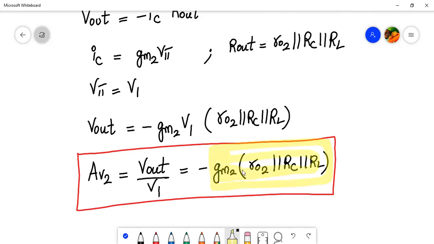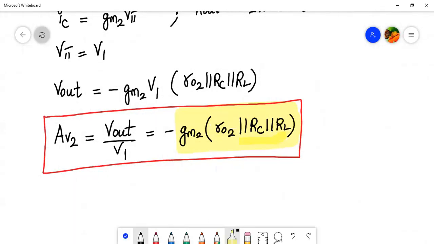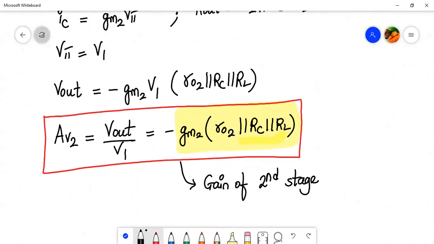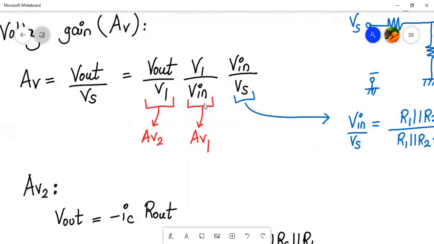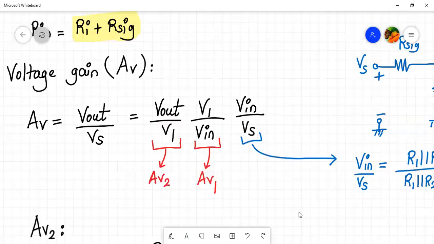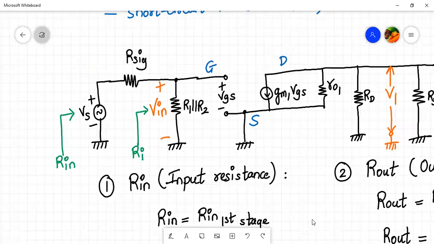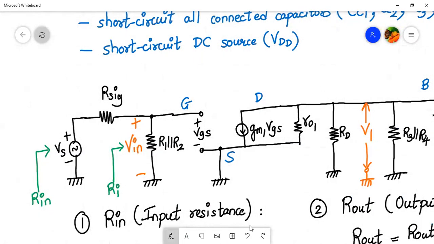Okay, let me mark with highlight with yellow color. Yeah, this is the gain of the second stage. AV2, let me write over here. This is the voltage gain of second stage. Okay, now we are only left to calculate the voltage gain of the first stage. So what will be the voltage gain of the first stage? Let us check it out. So let's come to the first stage over here. Let me again use orange color.